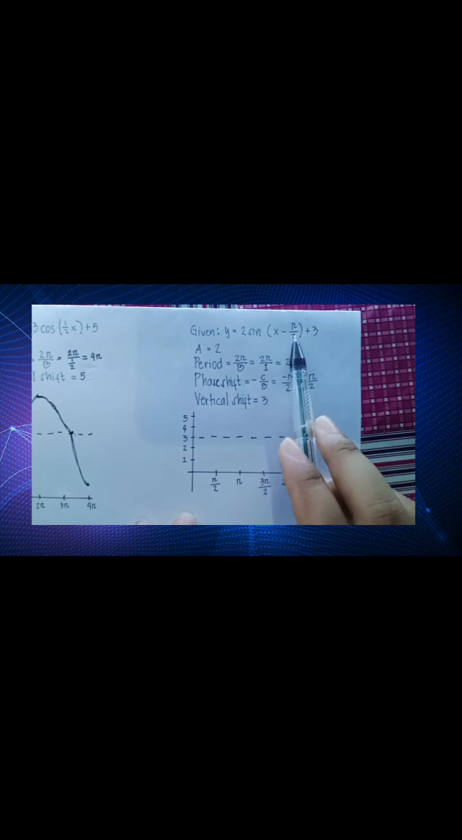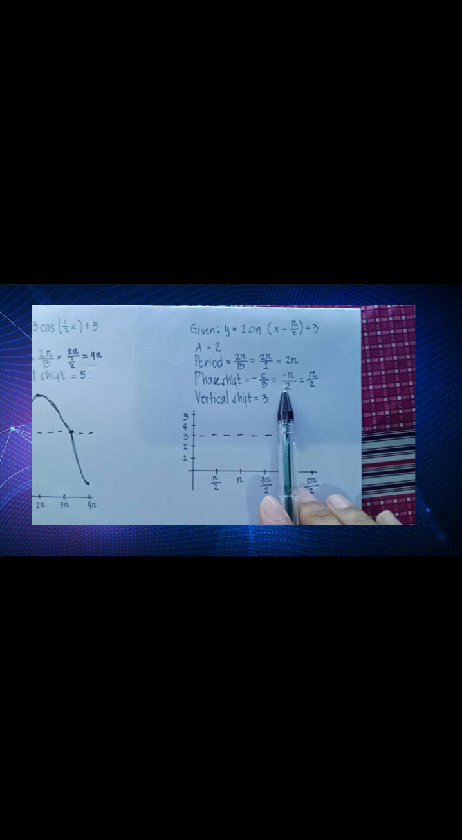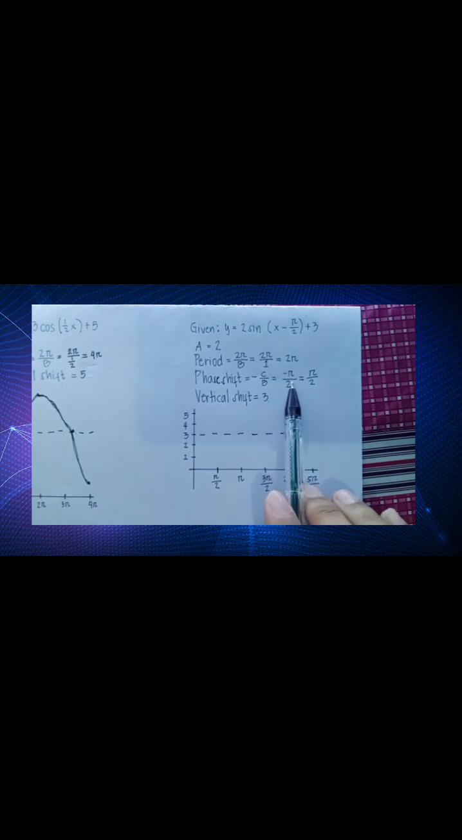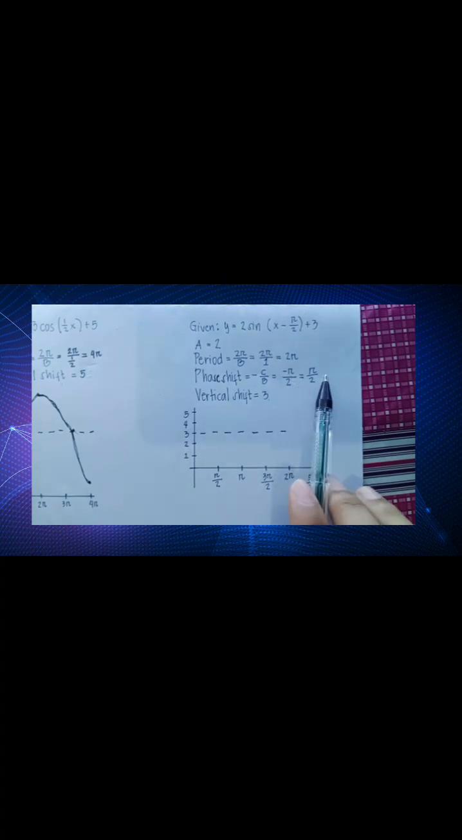Phase shift is negative C over B. That is our formula. And this equals negative pi over 2, which is our C, equal to pi over 2. Our vertical shift is the positive 3. So we have the already graphed and the broken line. So the vertical shift is 3, so the broken line is at 3.